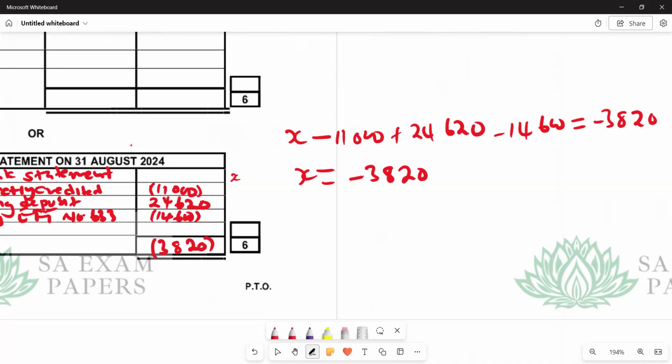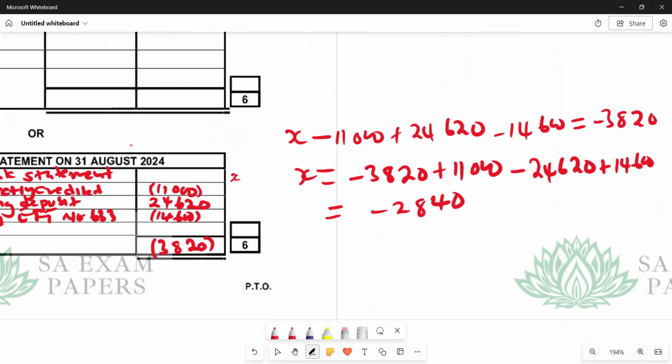And then you take negative 11,000 to the other side, it becomes positive, plus 11,000. You take plus 24,620 to the other side, it becomes negative 24,620. You take negative 14,600 to the other side, it becomes positive, plus 14,600. You do that, you are going to get your opening balance is a negative 2,840.